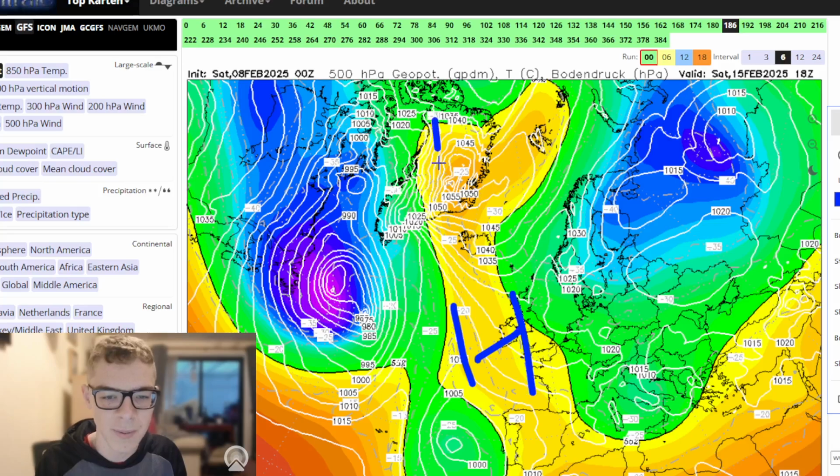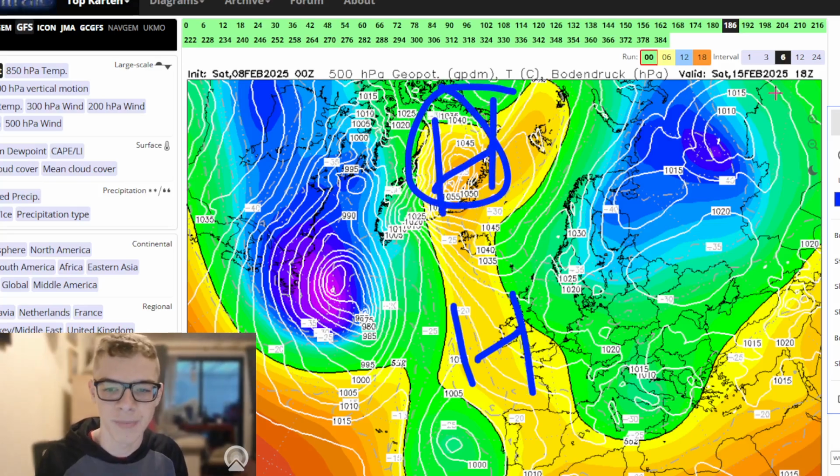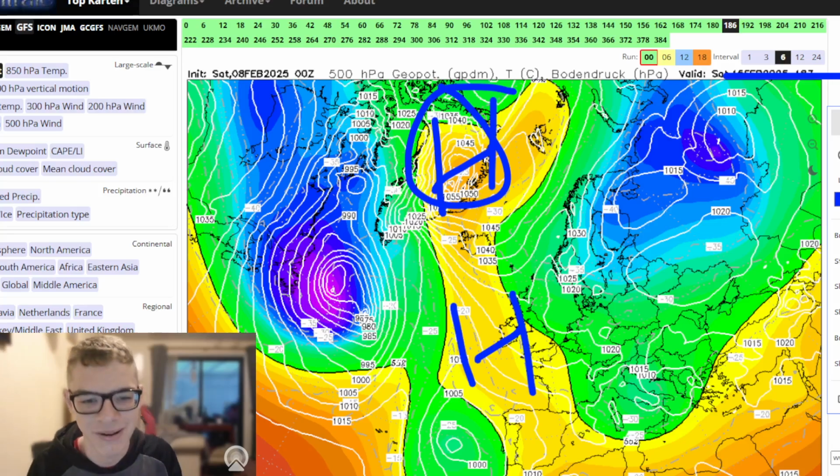proper blocking area of high pressure up towards Greenland by the 15th of Feb. I'm trying to explain it because some people said the charts were hard to read the dates. But yeah, high pressure properly builds in the Atlantic between the 15th of Feb.